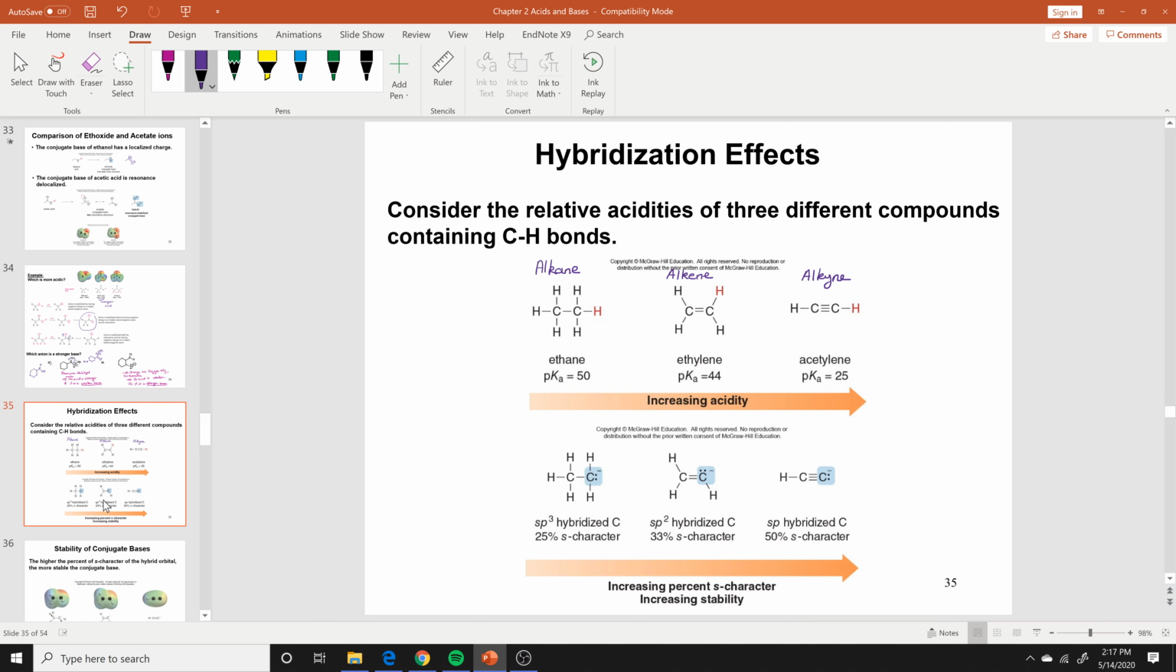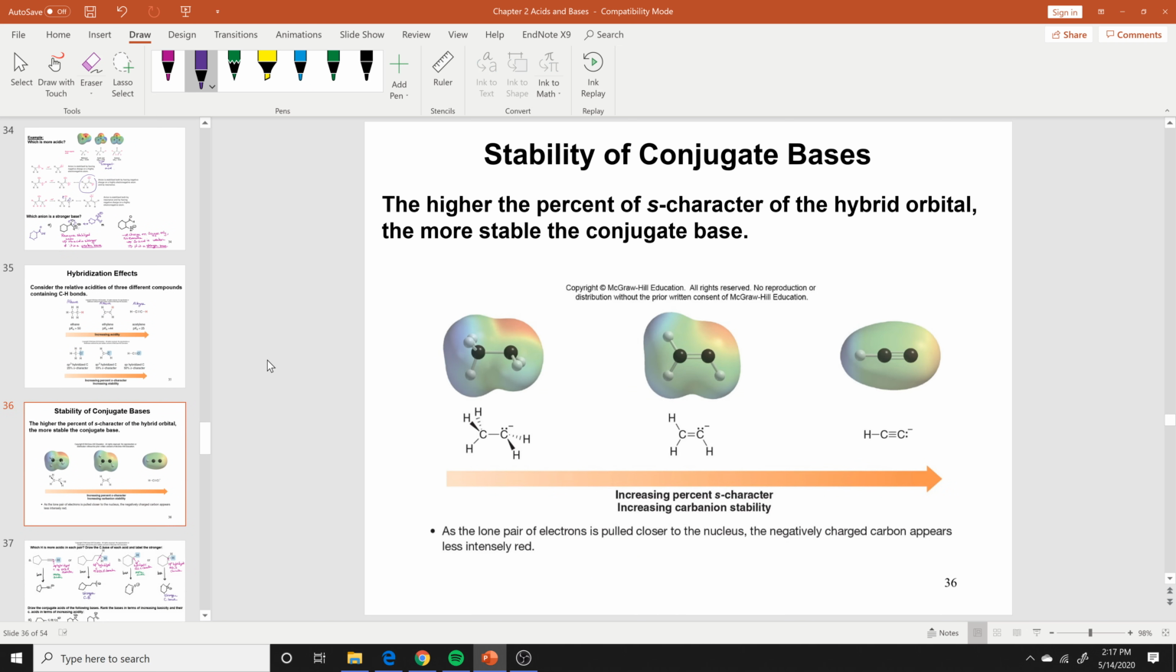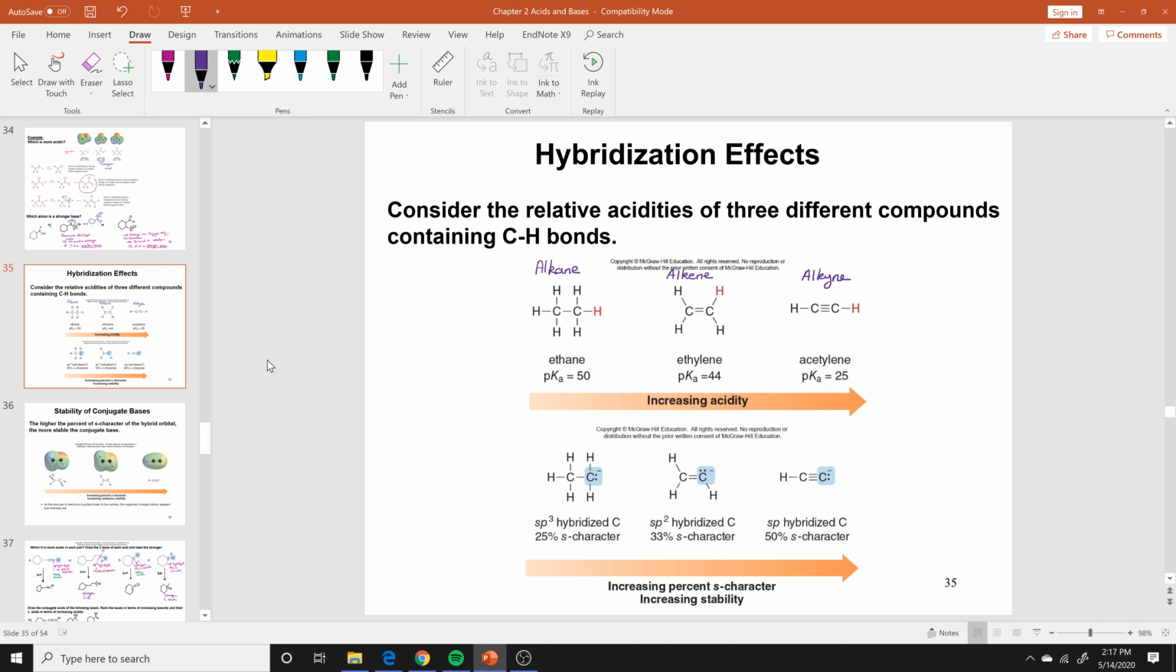And then the last thing is hybridization. This is basically the last section of how to figure out which one is a stronger acid, which one is a weaker acid. So hybridization, when your hydrogen is connected to an sp3 hybridized carbon, compared to an sp2 hybridized carbon, compared to an sp hybridized carbon. In terms of electronegativity, sp hybridization is more electronegative than sp2, which is more electronegative than sp3. The reason why? Because electrons are pulled more towards the nucleus in the sp compared to the sp2 compared to the sp3.